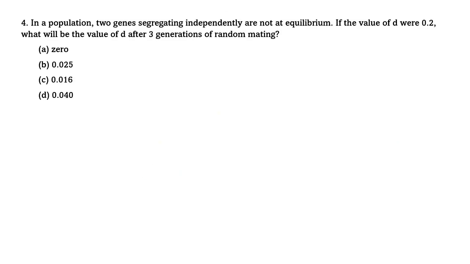So we have a similar question here. In the population, two genes are segregating independently, which are not at equilibrium. The value of D is 0.2, and what will be the value of D after 3 generations? This is related to the above one, but with a slightly different concept. Here they are talking about linkage disequilibrium. So what do we mean by linkage disequilibrium?